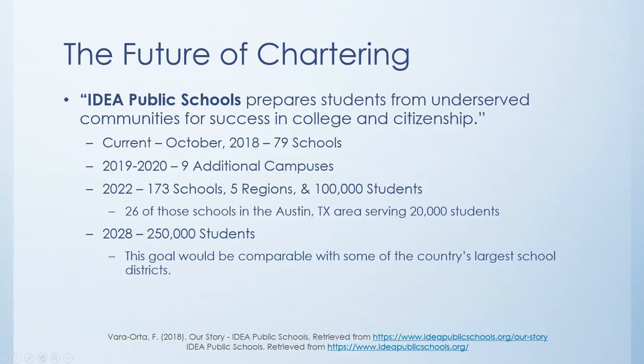IDEA, a charter management organization, prepares students from underserved communities for success in college and citizenship. Currently, they have 79 schools in operation. By 2020, they hope to add 9 additional charter school campuses. By 2022, 173 schools that span over 5 regions and 100,000 students in attendance. 26 of those schools will be in the Austin, Texas area and serving 20,000 students. The ultimate goal by 2028 would be to have 250,000 students in attendance. This goal would be comparable with some of the country's largest school districts.